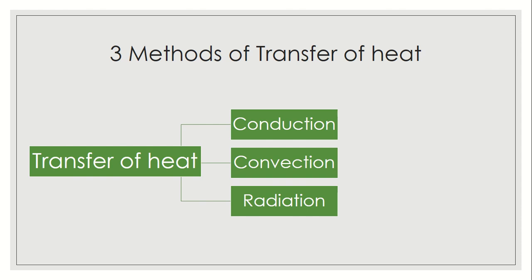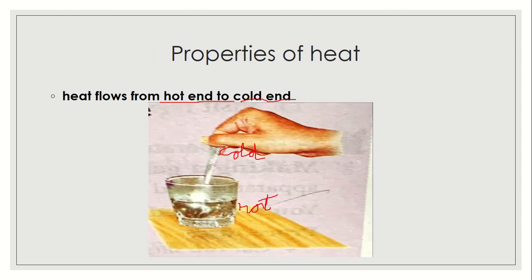There are three methods of transfer of heat: conduction, convection, and radiation. All these three methods satisfy this property. And there's one more property, which says that if two objects have the same temperature, then the flow of heat cannot occur. We can understand this from the previous property, because the hot end has more temperature and the cold end has less temperature, so they are at different temperatures.